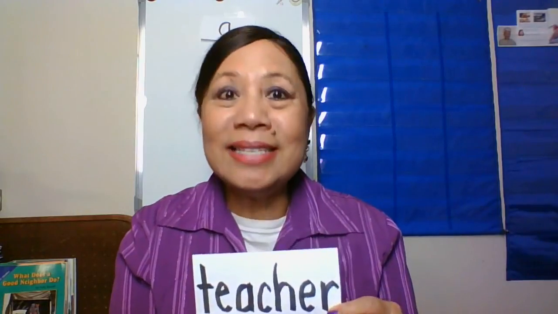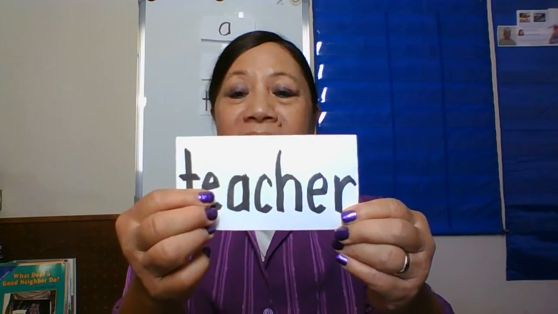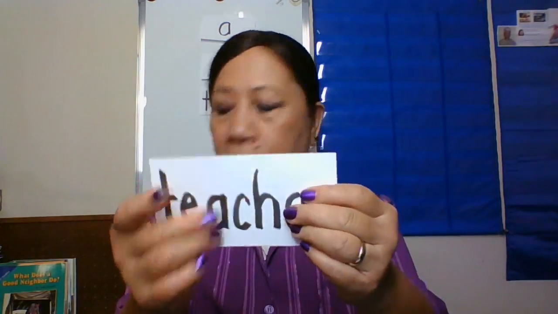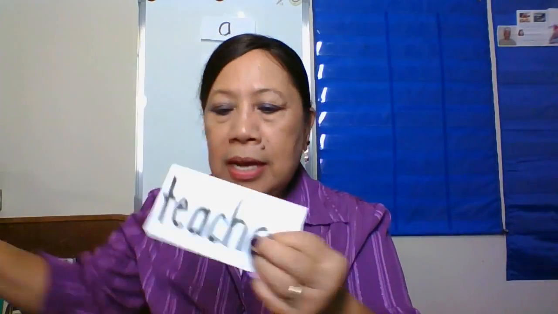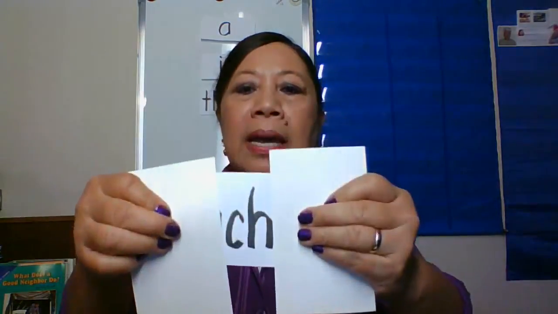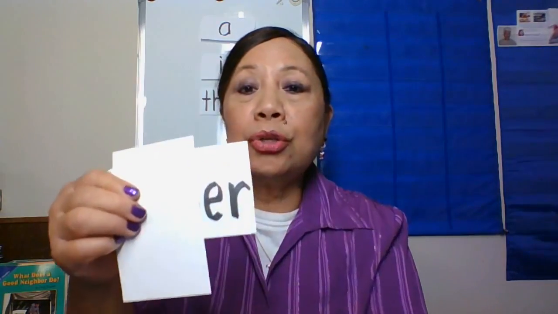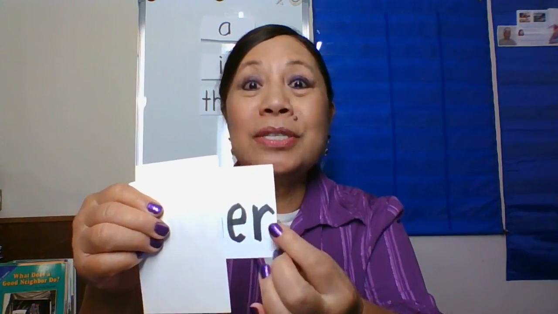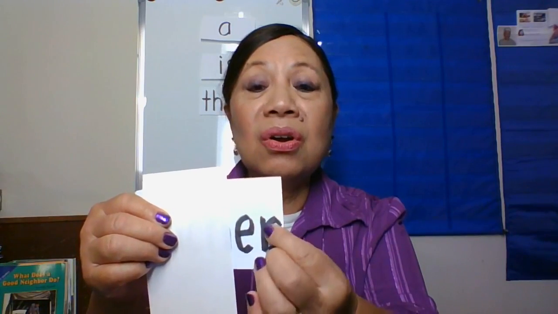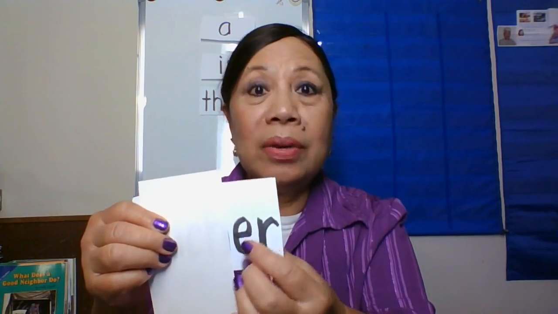T-E-A-C-H-E-R. Let's sound it out. T-E-ch. Now, let me tell you, C-H. All right? These are two of them. It's a digraph. It says ch. All right? And this is an R-controlled vowel because you see the R, and it has a vowel in front.